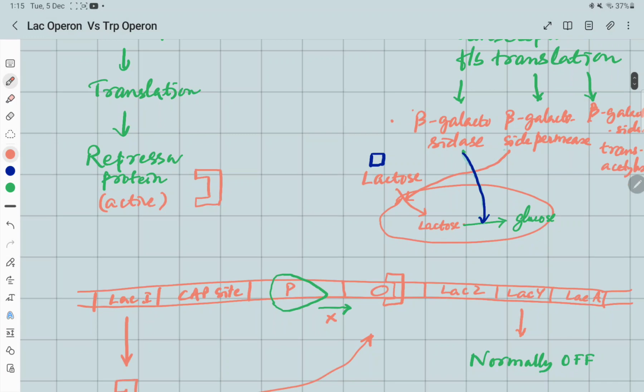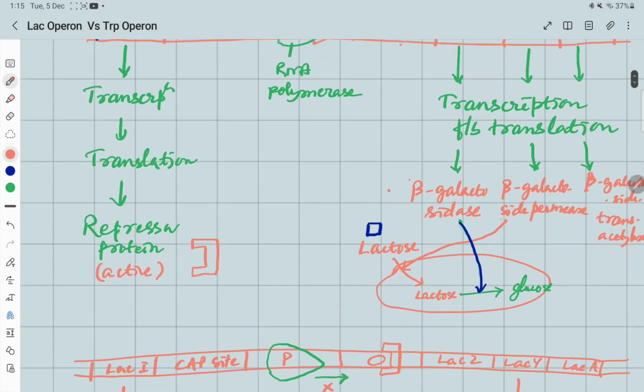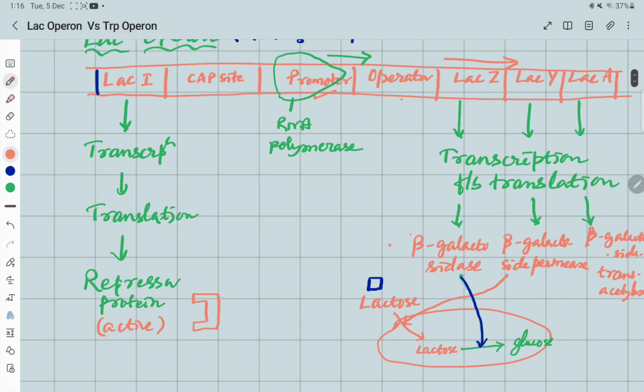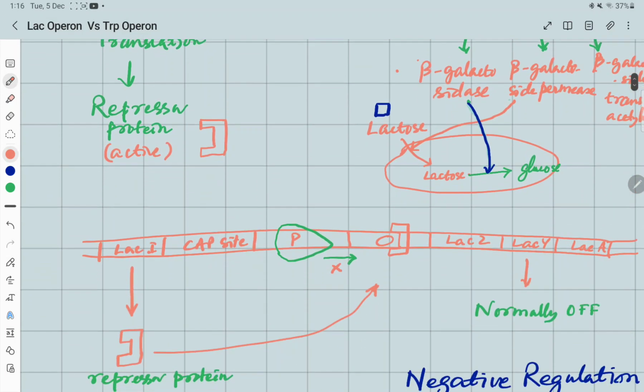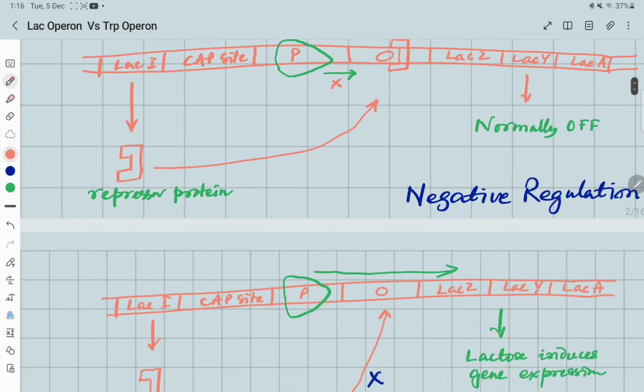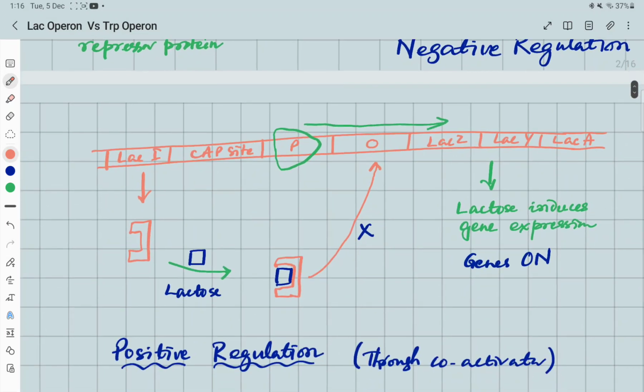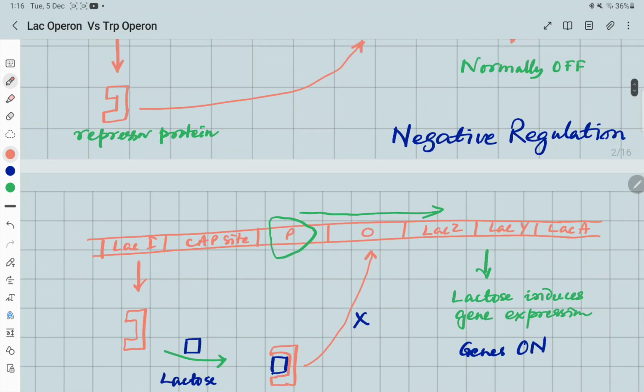So normally this operon is off because the repressor protein is active and binds to the operator. And when there is lactose, it blocks this repressor protein and it cannot bind to the operator site, so the RNA polymerase is free to move now and the operon is on. So that is negative regulation.